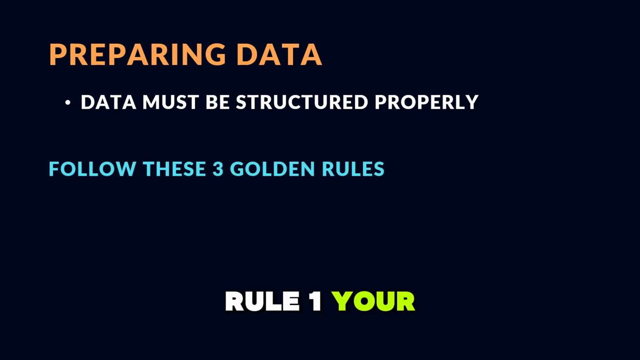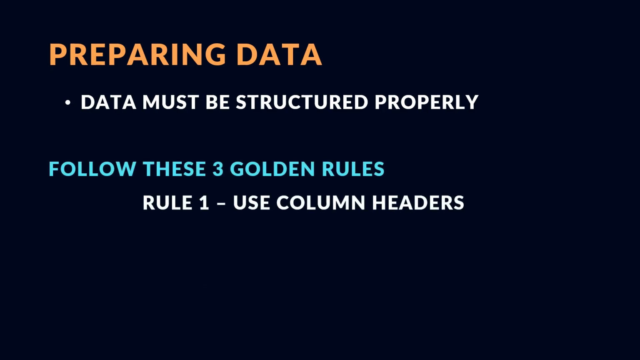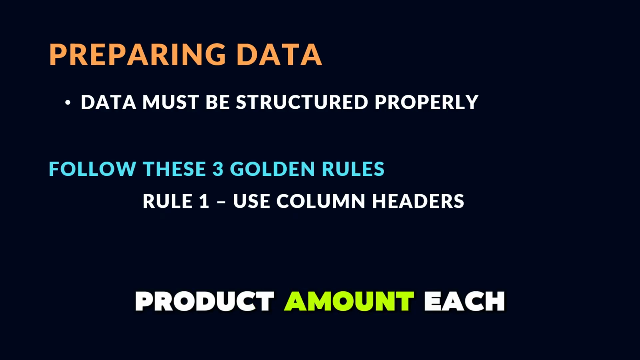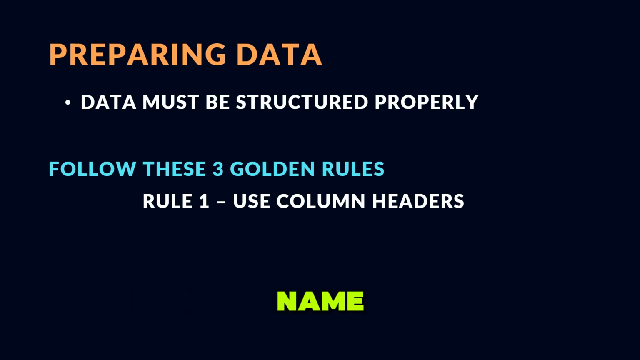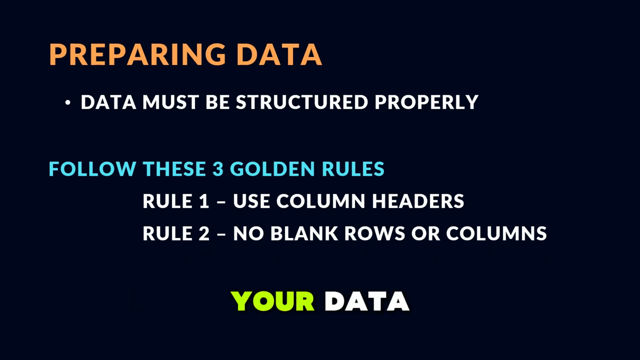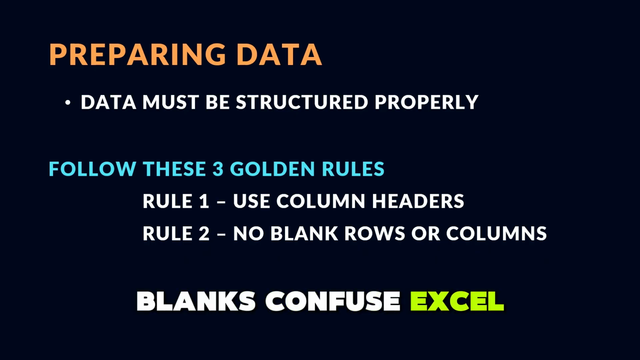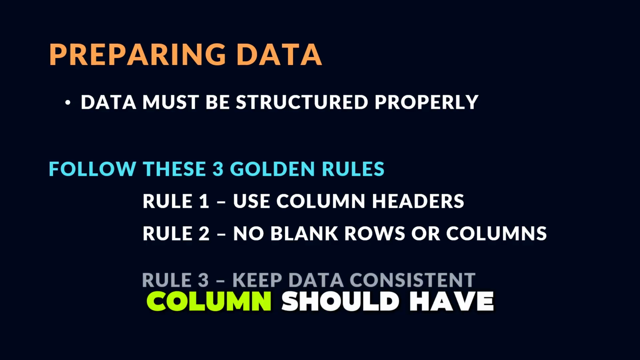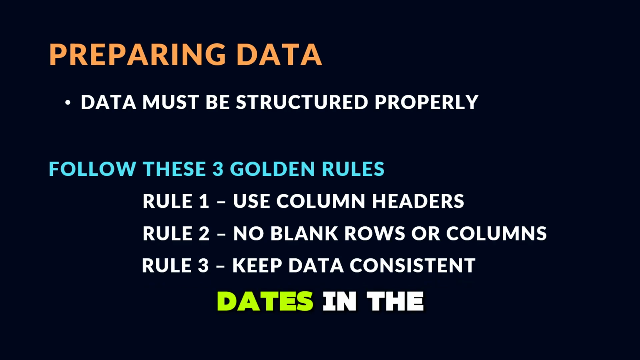Rule 1. Your first row must be column headers. Things like date, sales rep, region, product, amount. Each column needs a name. Rule 2. No blank rows or blank columns inside your data. Blanks confuse Excel about where your dataset ends. Rule 3. Each column should have consistent data. Dates in the date column, numbers in the number column. No mixing text and numbers.